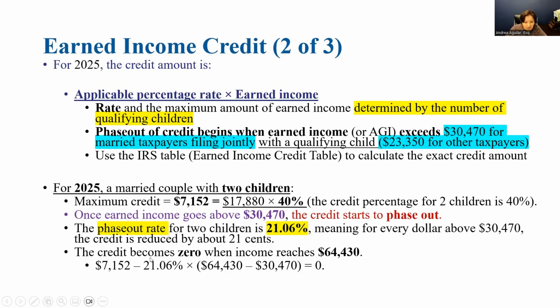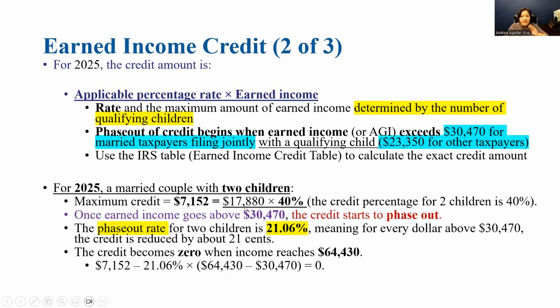So here in the example, the credit will become zero when the taxpayer or this couple reach $64,430. So here we have the maximum earned income credit, $7,152 minus the credit percentage times any amount in excess of the phase out amount. So the maximum amount would be $64,430. I'm going to give you an example in a second, but I just want you to get the general idea.